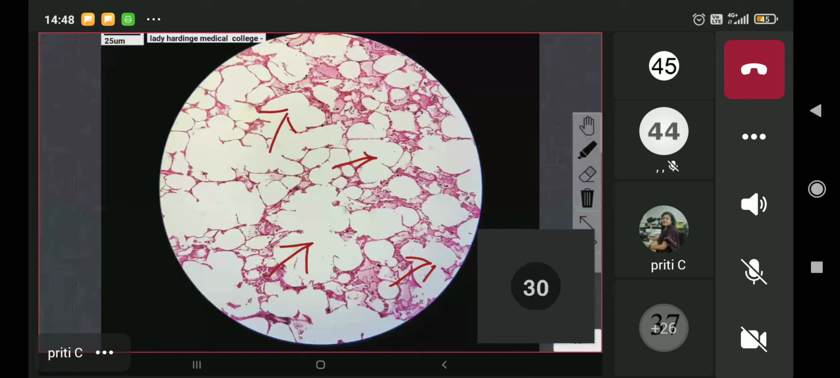So this is a very characteristic finding. The affected portion of lung will show you distended or dilated air spaces with broken septae in between. Okay, and the septae are also thinned out, thin and stretched out.